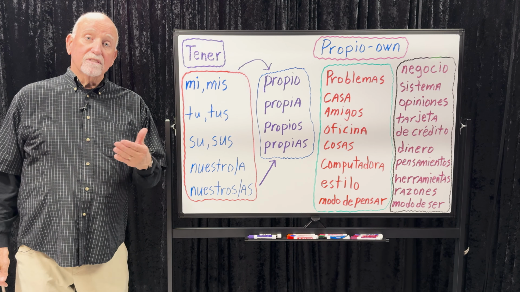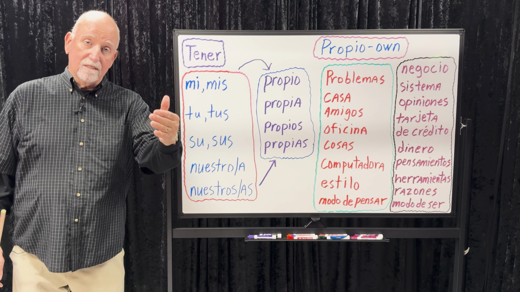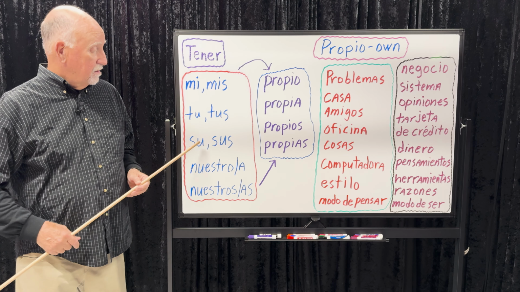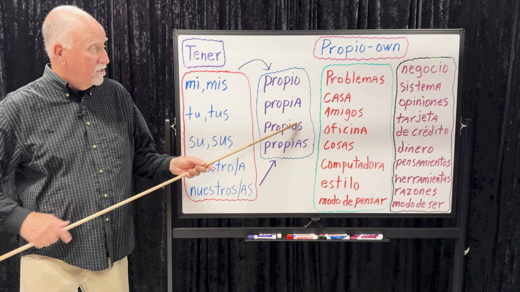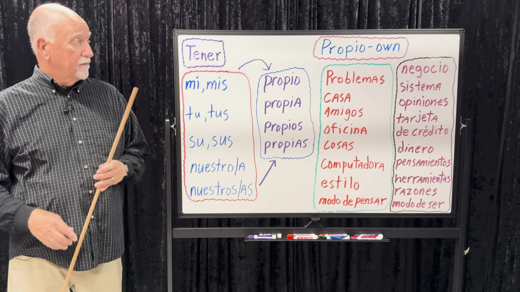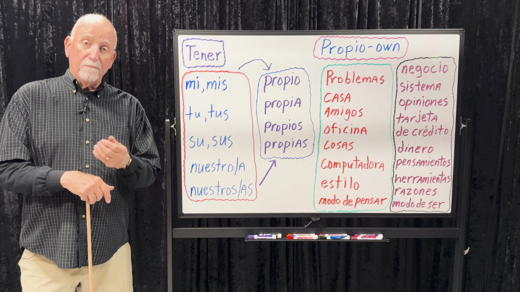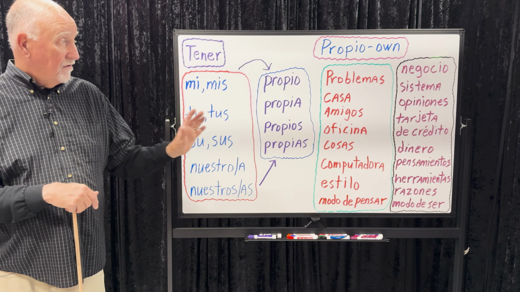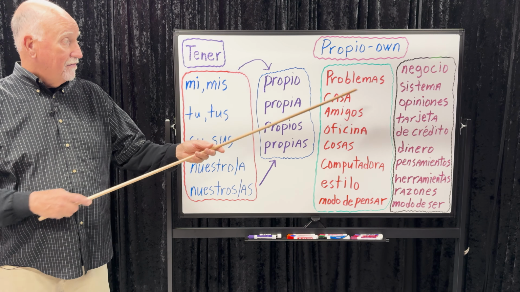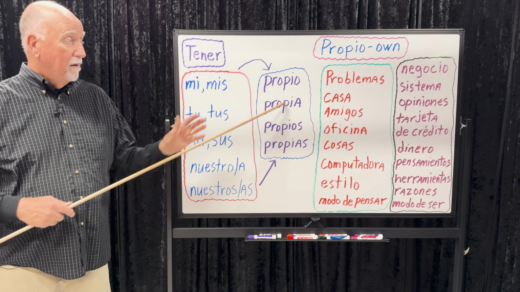Pablo has many different systems. Pablo has his own systems. Pablo tiene sus propios sistemas. Okay, so that's how you use the word propio. Propio, propia, propios, and propias, followed by a noun. Make sure that the noun and the form of propio match up.